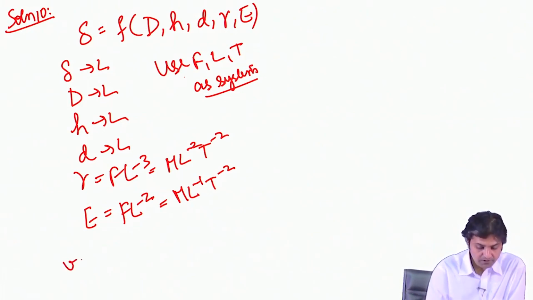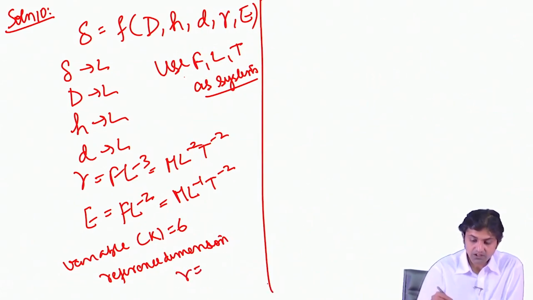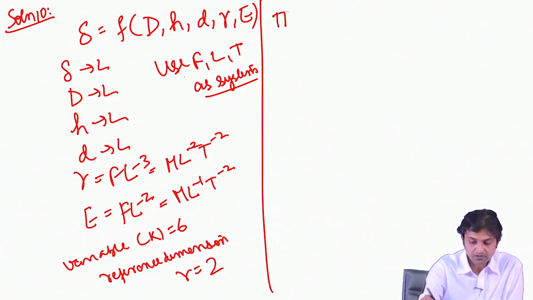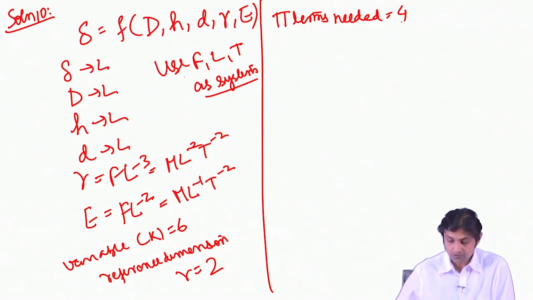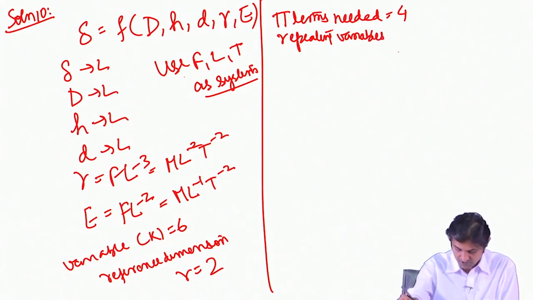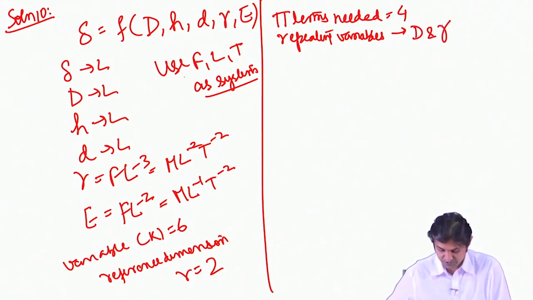So, how many variables? k is 6, and the number of reference dimensions r is how much? You see, in the FLT system it has only F and L, right. So, that means 2. So, the number of pi terms is equal to 4. Since there are only 2 reference dimensions, for repeating variables let us choose D and gamma, one representing L and one representing both F and L.